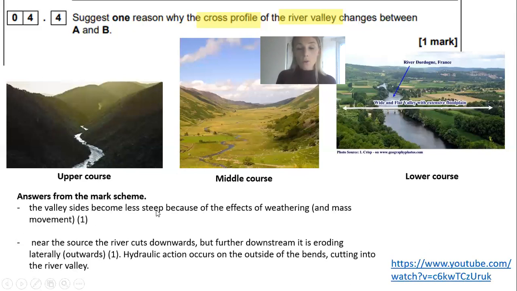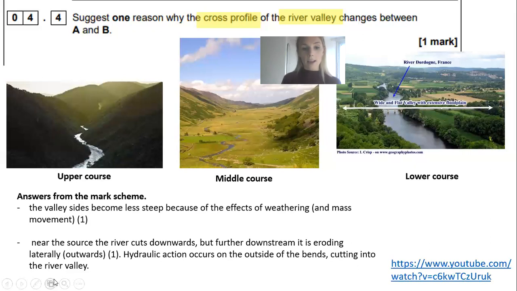Okay, so for this question, the reason why the cross profile of the river valley changes between A and B is because the valley sides become less steep because of the effects of weathering and mass movement. So this idea suggests that because the sides of the river valley have been weathered over time, they've become less steep.